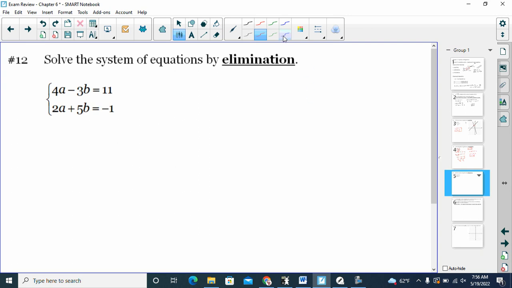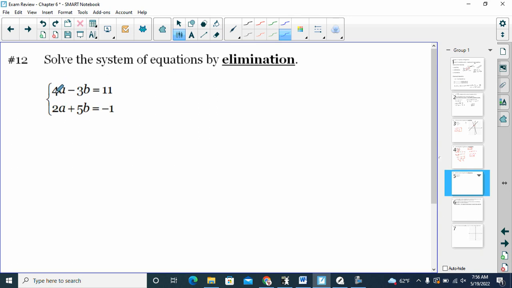First thing we need to do is decide which variable we're going to eliminate. Notice if I add the equations together right now, I've got 6a, I've got 2b, nothing eliminates. So looking at the b's, 5 and 3, I could make those both 15, but I'd have to multiply this equation by 5 and this one by 3. 4 and 2 are going to be much easier to work with.